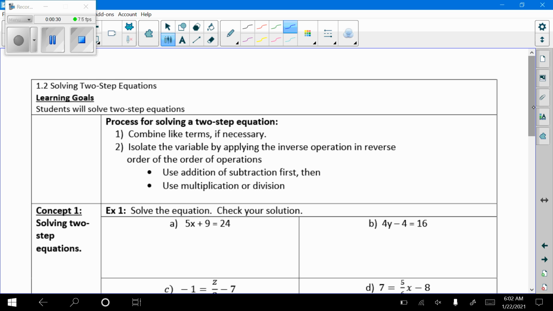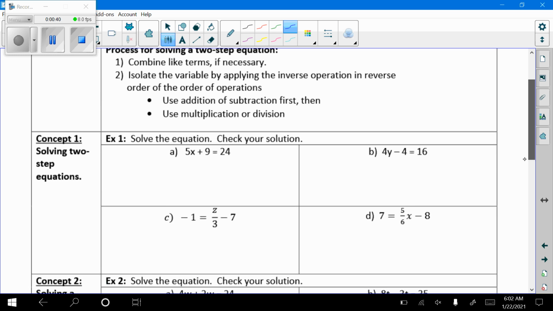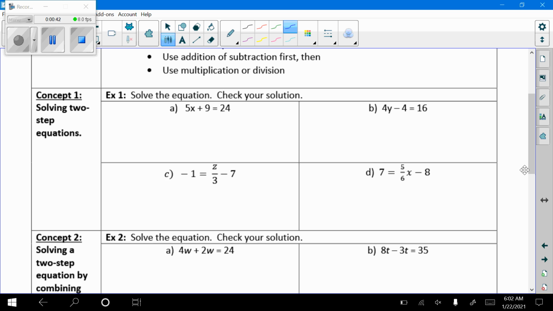So here we go. With the first one, we're going to combine like terms if necessary, isolate the variable, and then use add or subtract just first, and then multiply or divide to isolate the variable. The first one is concept one, solving two-step equations.